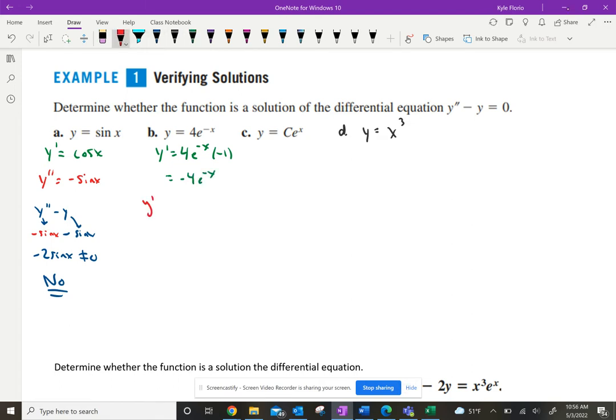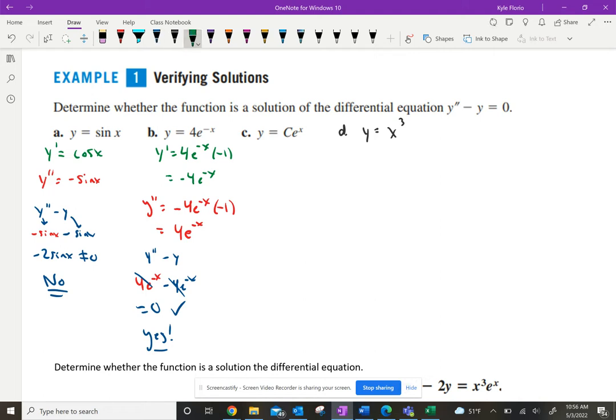Now for the second derivative, we just take the derivative of that. The derivative of negative 4e to the negative x is going to be negative 4e to the negative x times the derivative of negative x, which is negative 1, which becomes positive 4e to the negative x. So if I substitute that into this equation, do I get 0? Well, the second derivative of y is 4e to the negative x, and minus y, we know y is 4e to the negative x. Yeah, this is going to cancel out: 4e to something minus 4e to that same something is 0. So yes, we do have a solution. So B is a solution to that differential equation given.